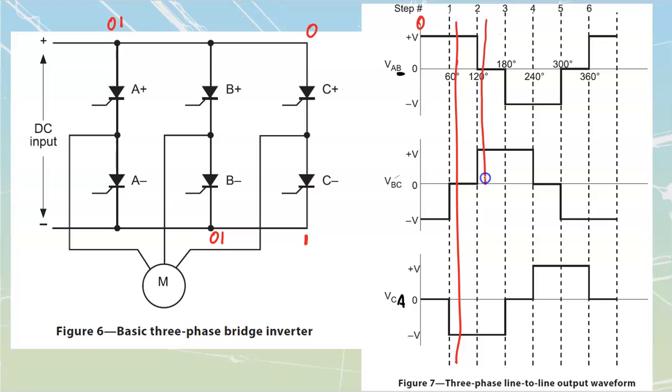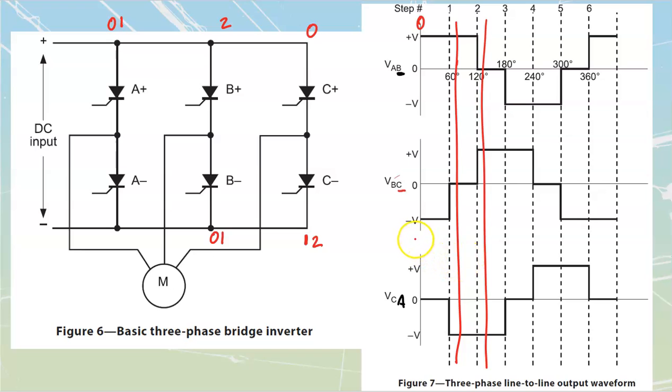Step number 2, we're going to do the same thing. We're going to move this line over a little bit. I'm not going to analyze this one because that's where they're both the same. I'm going to go to this one here. I see that my B is going to be more positive than my C. I'm standing on C looking at B. So the only way that could happen would be if B positive is turned on, and C negative is also turned on.